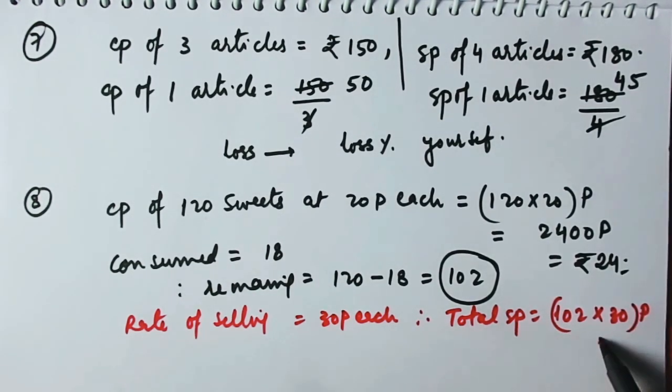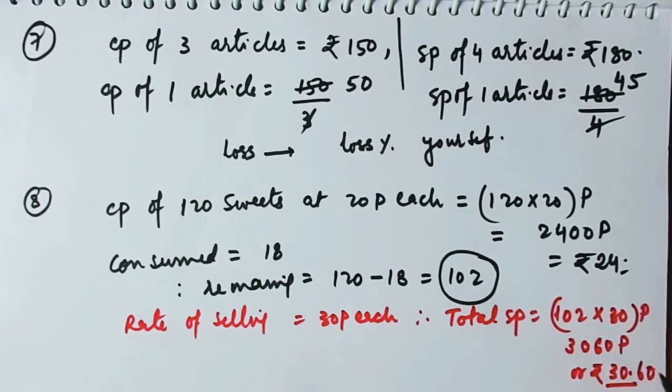3 2s are 6, 3 1s are 3, 30. 60 paise, or rupees 30.60. This is the selling price.